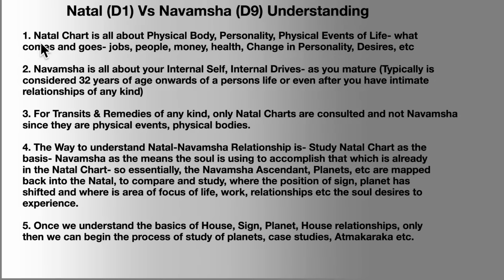That's the natal chart. Navamsha, on the other hand, is all about your internal self, your soul self, your internal drives as you mature. Now, typically, most astrologers agree that Navamsha is supposed to kick in at 32 years of age or onwards of a person's life. Everything beyond 32 years, or 36 years some astrologers say, considering the maturity of Saturn. Or even after you have an intimate relationship of any kind, Navamsha starts off. So even if you have a boyfriend or girlfriend, you are starting your Navamsha straight away, even if it's at an early age. Keep this in mind.